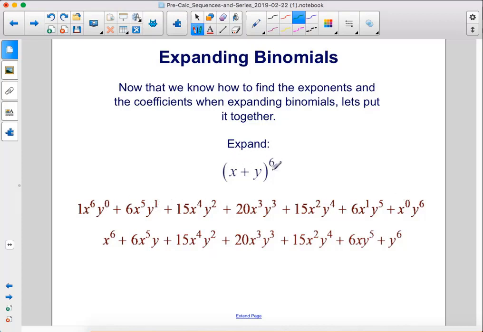The coefficients are going to follow the 6th row of Pascal's triangle, which is 1, 6, 15, 20, 15, 6, and 1. Once you simplify this, for example, that goes away, and so does that one, and you don't have to write the first power. Here it is simplified.